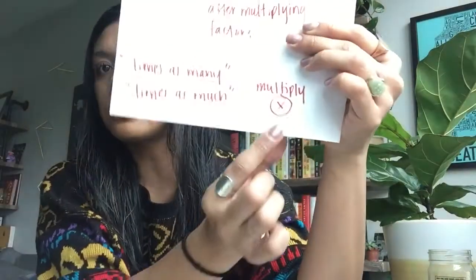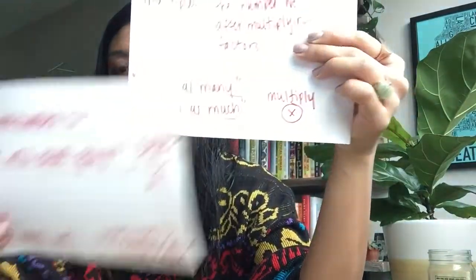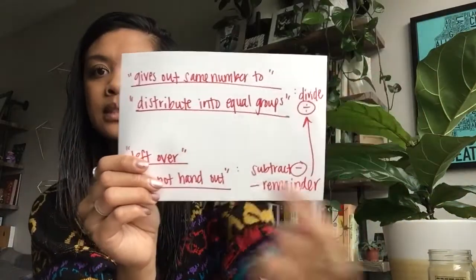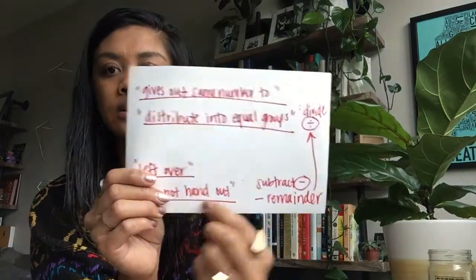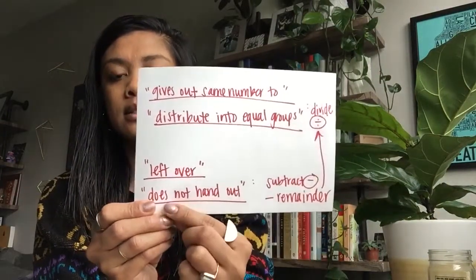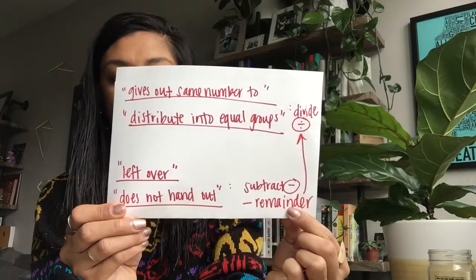So I'm going to write that down. What is left over? So we're going to subtract, divide, and multiply. Okay? So multiply, times as many, times as much. Divide, distribute into equal groups, gives out equal numbers, and leftover, subtract. Everything that does not get handed out is the remainder.